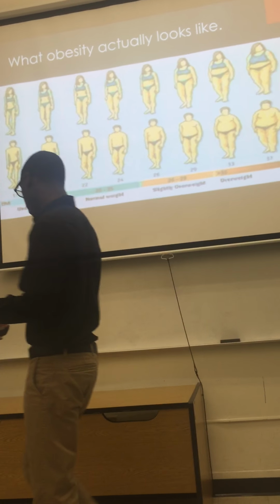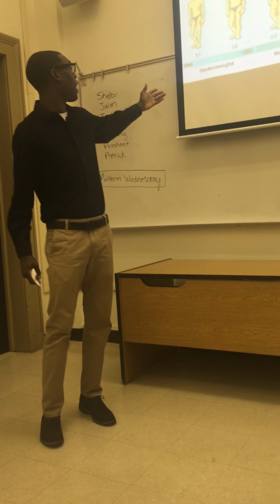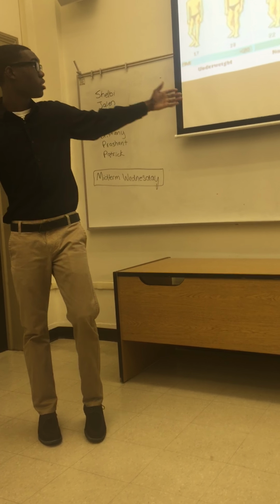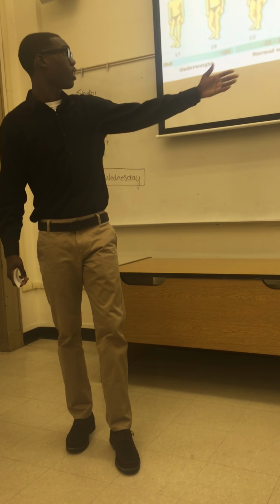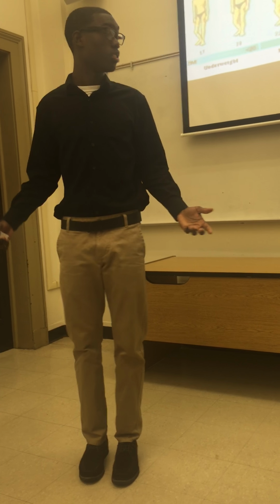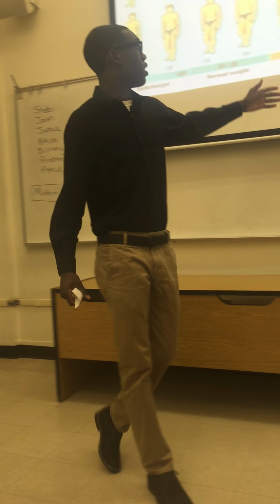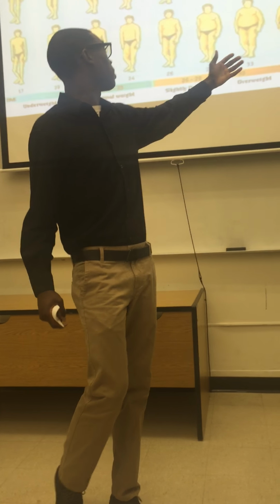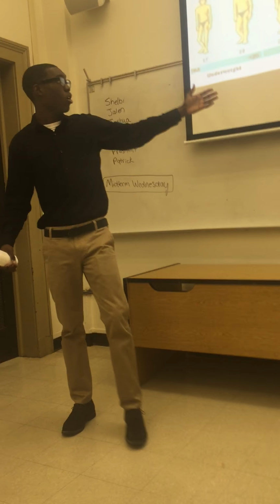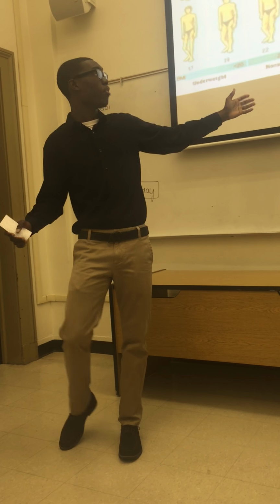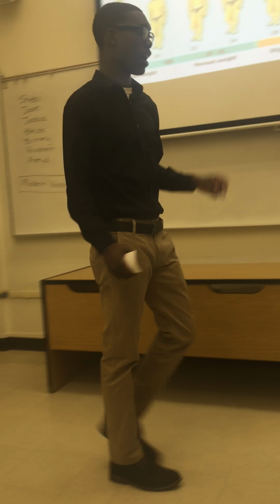Now, what does obesity actually look like? As you can see on the chart, you can tell by eye an underweight person from a normal weight person, but slightly overweight and overweight is very hard to tell the difference because you can't really see it. Now, when you get to extreme overweight, you can tell, but slightly overweight and overweight have roughly a 5% BMI difference, which is hard to tell and see by eye.